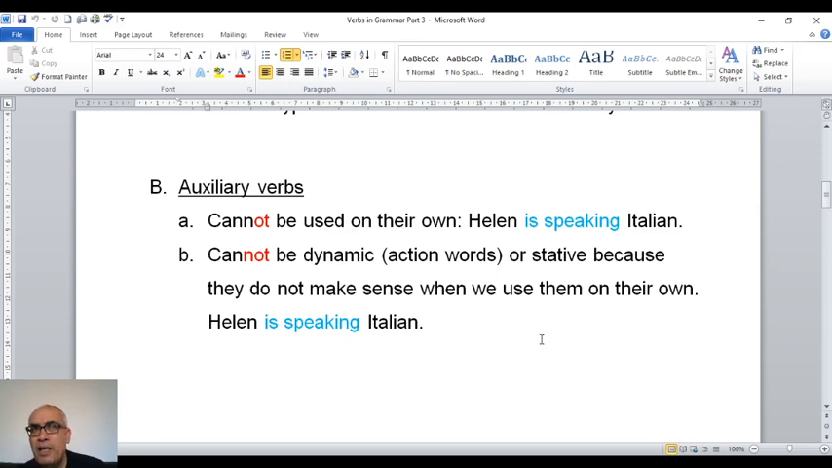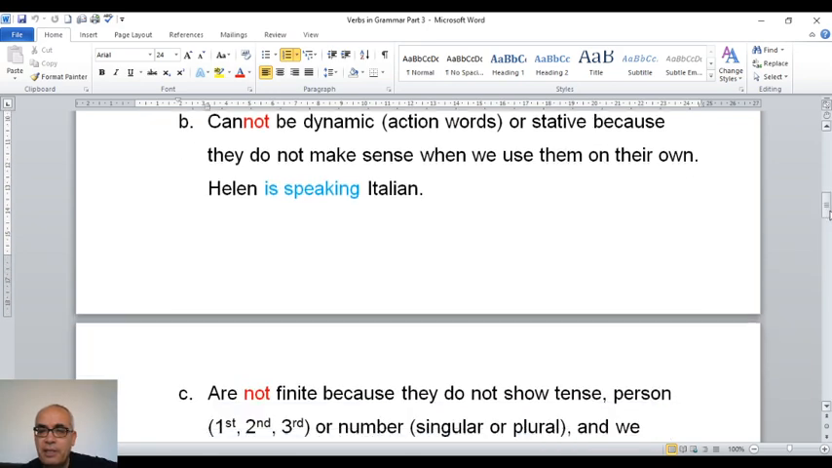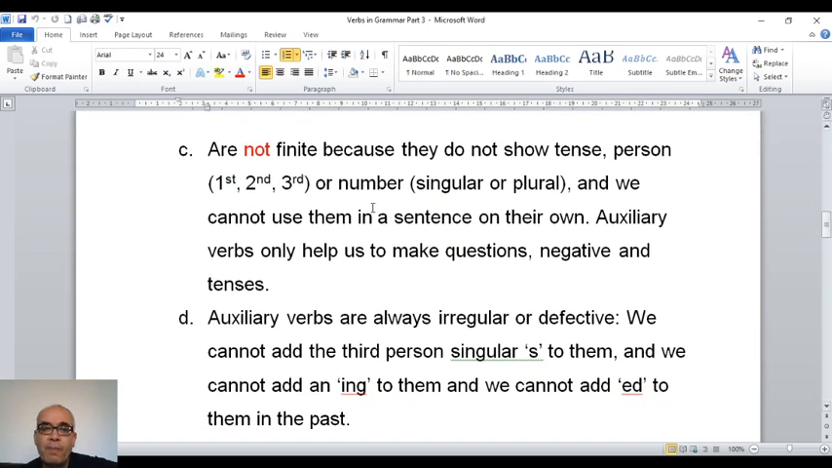Because auxiliary verbs only help us to make questions, to make tenses, to make negative. I will explain this more. So again, auxiliary verbs are not finite because they don't show tense. There is no tense for auxiliary verbs. Maybe you see the tense, but it's not complete. You can see would is past of will, I understand, but you cannot use would and stop. You need another verb with would.